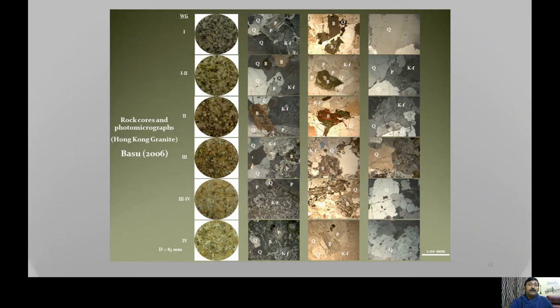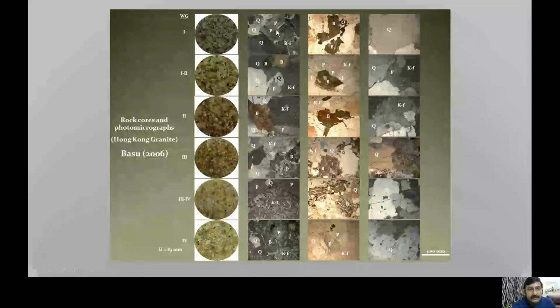However, depending on the appearance and characteristics of the rock cores, there were 2 intermediate grades that were introduced, that is grade 1 to 2 and grade 3 to 4. The corresponding photomicrographs show how the deterioration of the material is taking place.